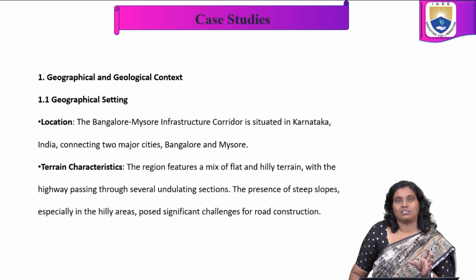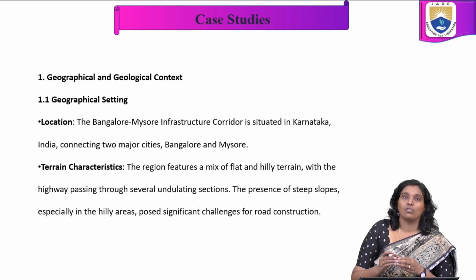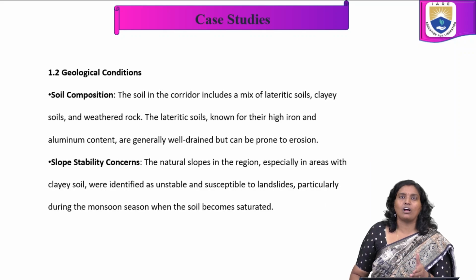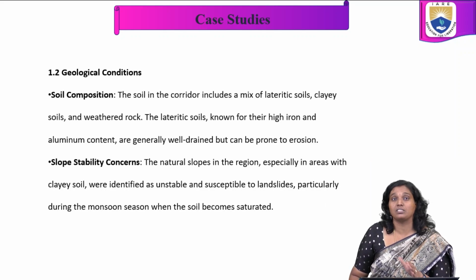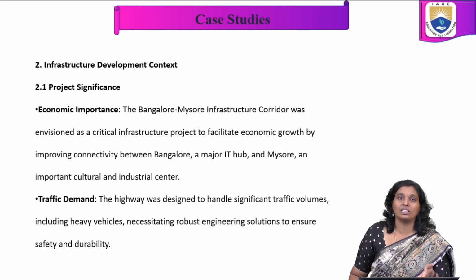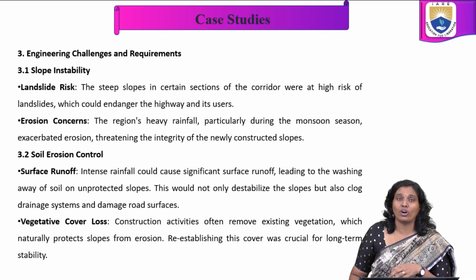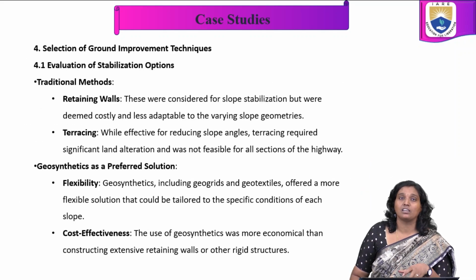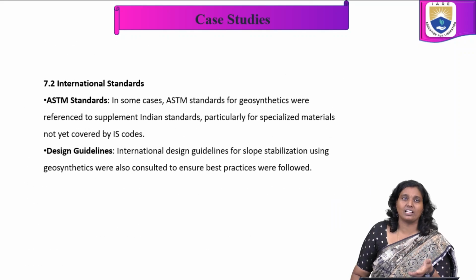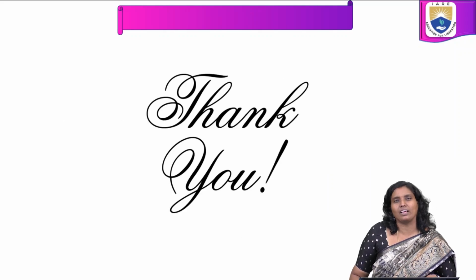In this, what kind of geographical and geotechnical context? Where it is located, and what are the terrain characteristics involved? Already the soil compositions, the slope stability concerns, and the project significance based on traffic and economic importance, the various topographical challenges, and what kind of erosion we are going to face. Using all these, using geosynthetics, what are the remedies? So these are the challenges we are going to understand in this particular case study.